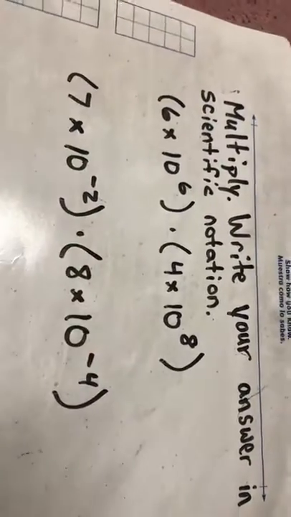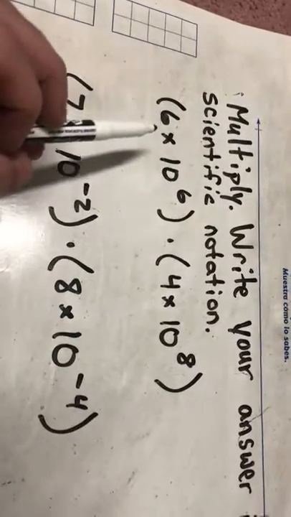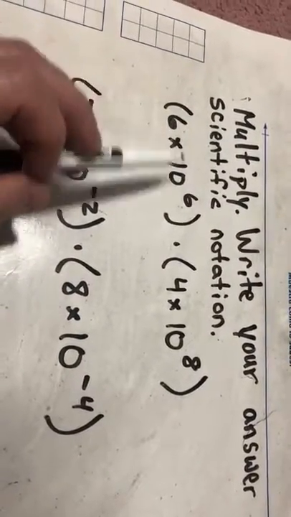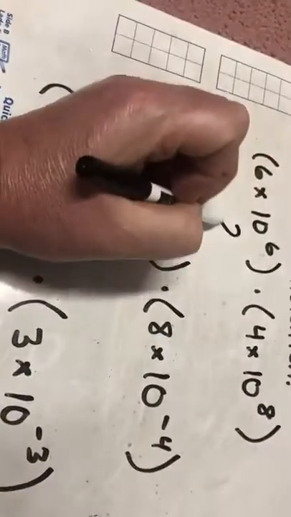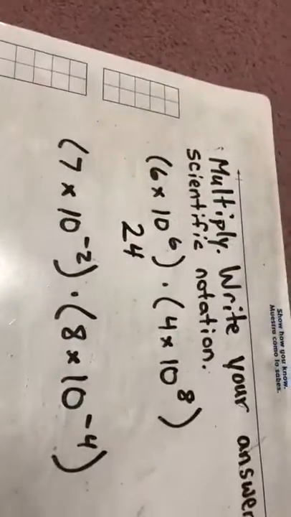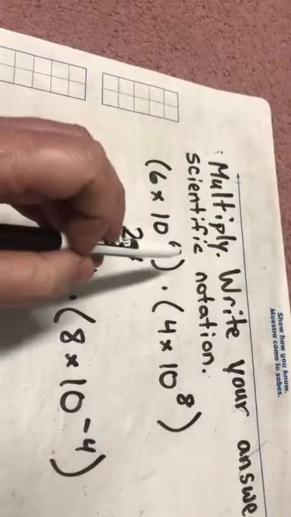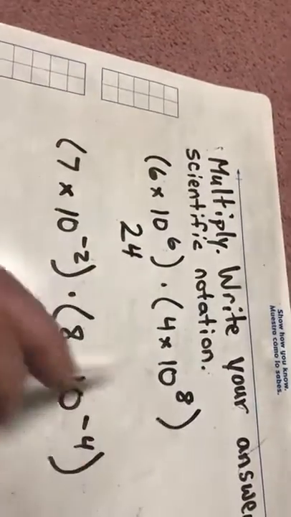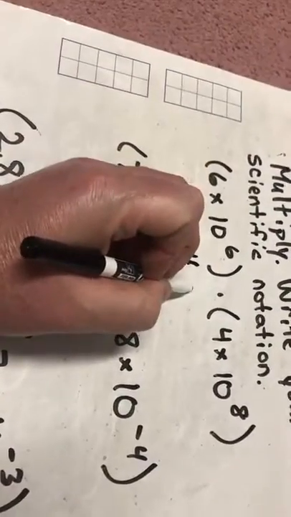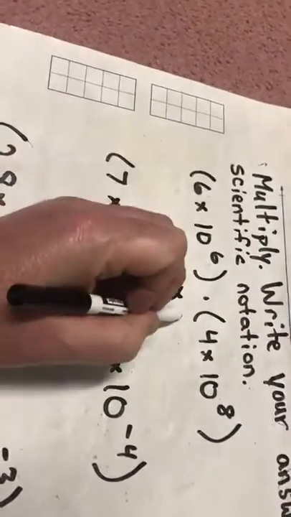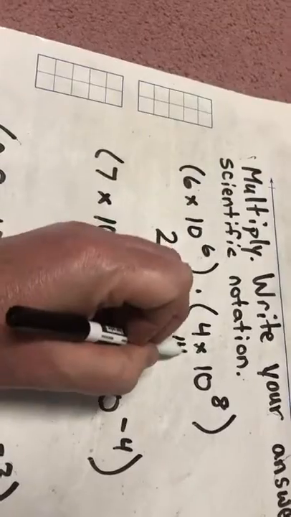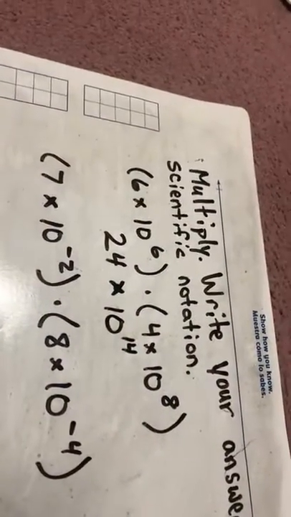All right, so when I look at this first one, 6 times 10 to the power of 6 times 4 times 10 to the power of 8, I can do what I know, like terms, 6 times 4. Well, 6 times 4 is 24. And 10 to the power of 6 times 10 to the power of 8, same base number, so I can just add the exponents. 6 plus 8 is 14. 10 to the power of 14.